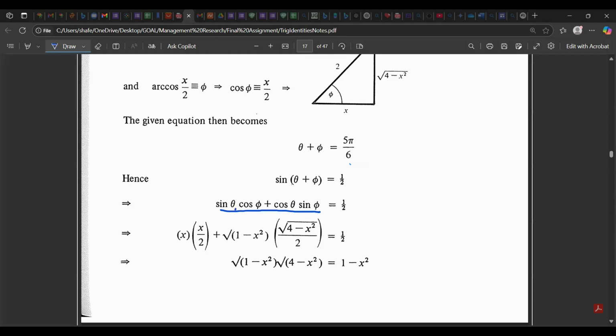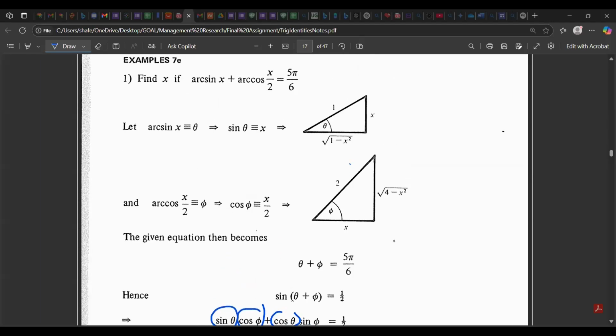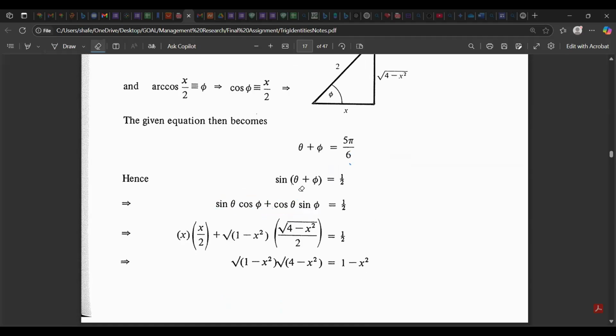And in this expression, you know what sine theta is, you know what cos phi is, you know what cos theta is because you can get it from here, right? Cos theta is going to be this over that. From here, sine of phi is going to be this over that. So you can get those things. Good. So you put all of that in. You notice here? x times x over 2 plus this times that equals a half.